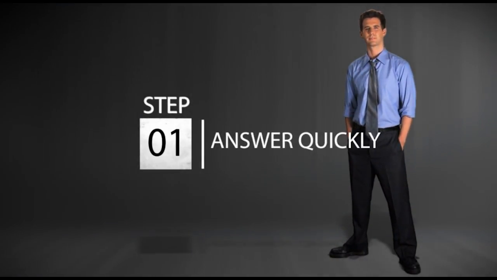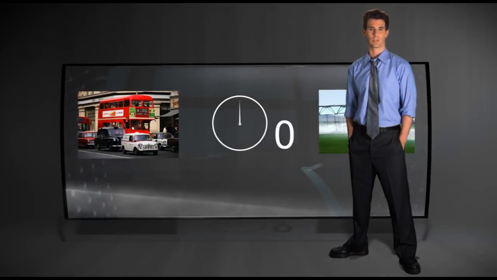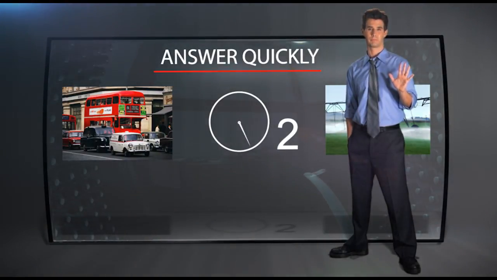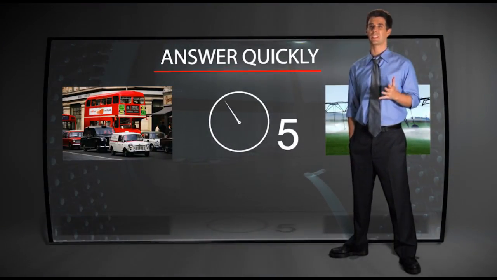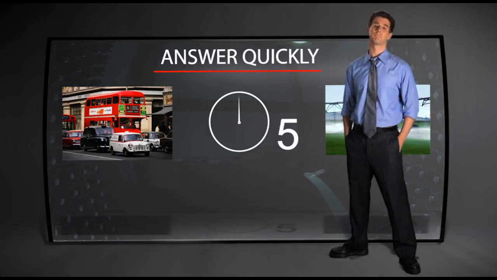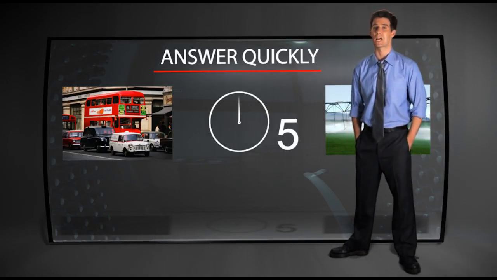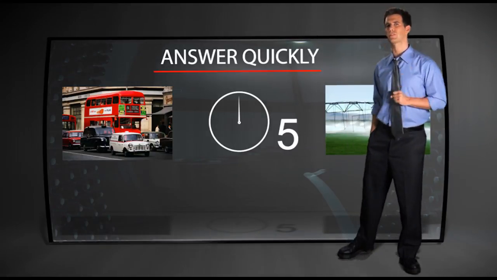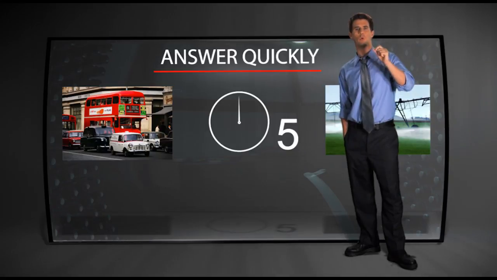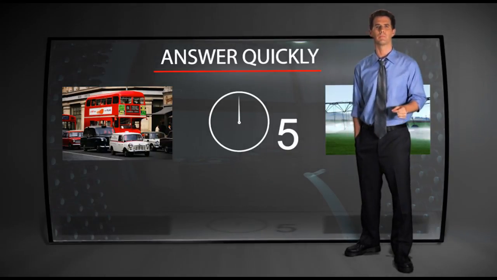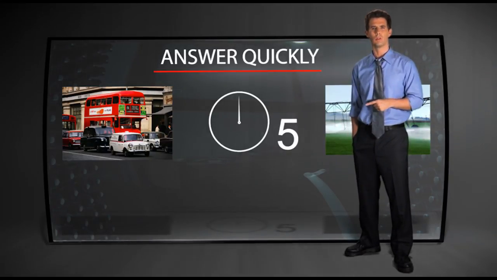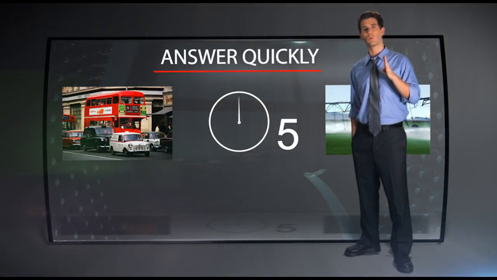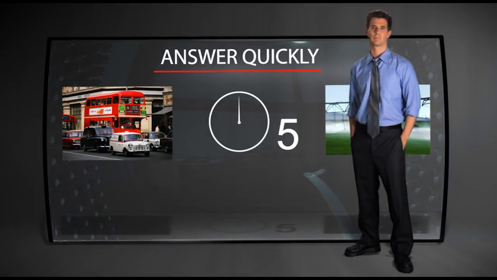Answer quickly. For the photo section's questions, we only have 5 seconds to answer. I know what you're thinking. 5 seconds is not a lot of time. And you're right, 5 seconds is not a lot of time. But we have to answer even faster than that. Because we need extra time to look at the next photo before listening to the 4 answer choices. So, the first step is answer quickly.